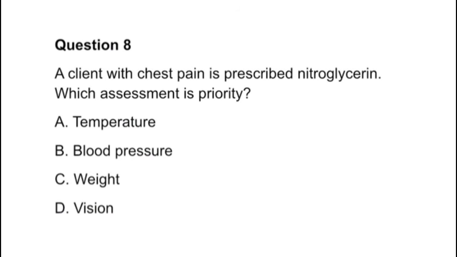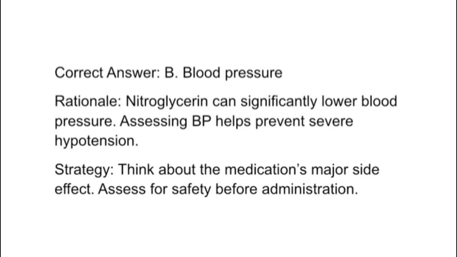Question 8. A client with chest pain is prescribed nitroglycerin. Which assessment is priority? A. Temperature. B. Blood pressure. C. Weight. D. Vision. Correct answer, B. Blood pressure.